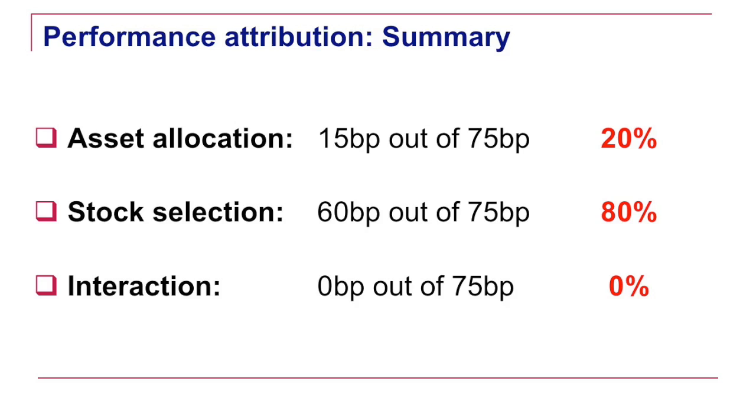So to summarize, in this example, we have a contribution coming from the asset allocation decision of 20%, stock selection of 80%. Out of the total overperformance, 80% of the performance comes from the ability of the fund manager to select the correct stock within a sector.